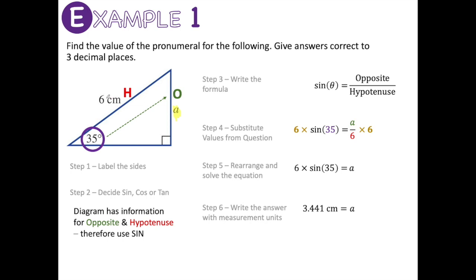Now remembering a quick common sense check we can do, the hypotenuse side should be the longest side of the triangle. So if I'm finding an opposite or an adjacent side, then it needs to be smaller than the hypotenuse, which in this case 3.4 is smaller than 6. So that check is completed. So that's an example of how we can find the missing side of a triangle using trigonometry. So let's continue and have a look at a few more examples.